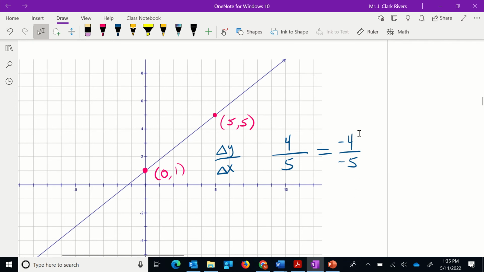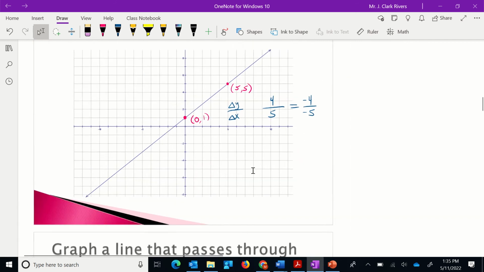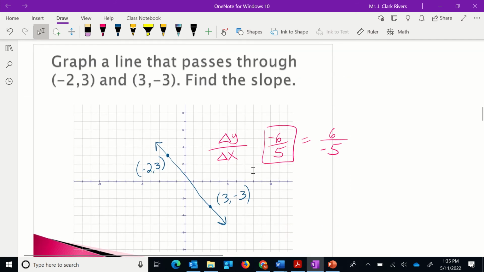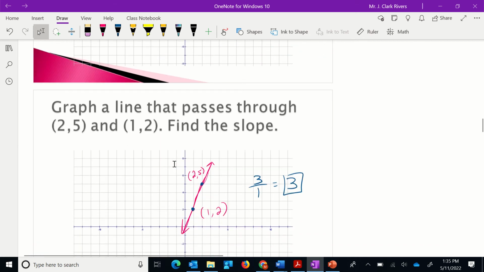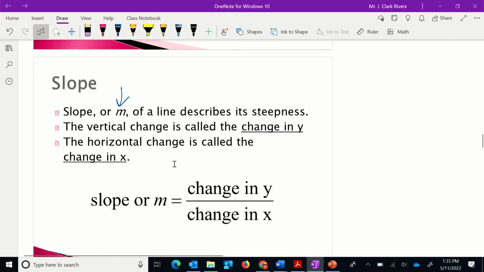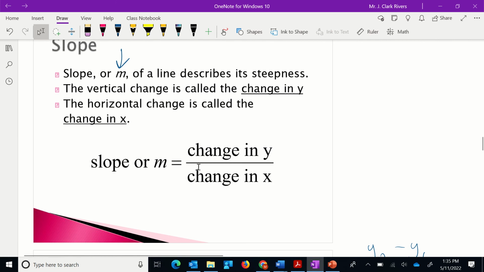It'd be like saying the slope is 2 over 4. You should simplify 2 over 4 to be 1/2. And then here was another example we worked with. Again, just counting rise over run, change in y over change in x. And we got negative 6/5 here. Same thing here. And then we talked about the slope formula.